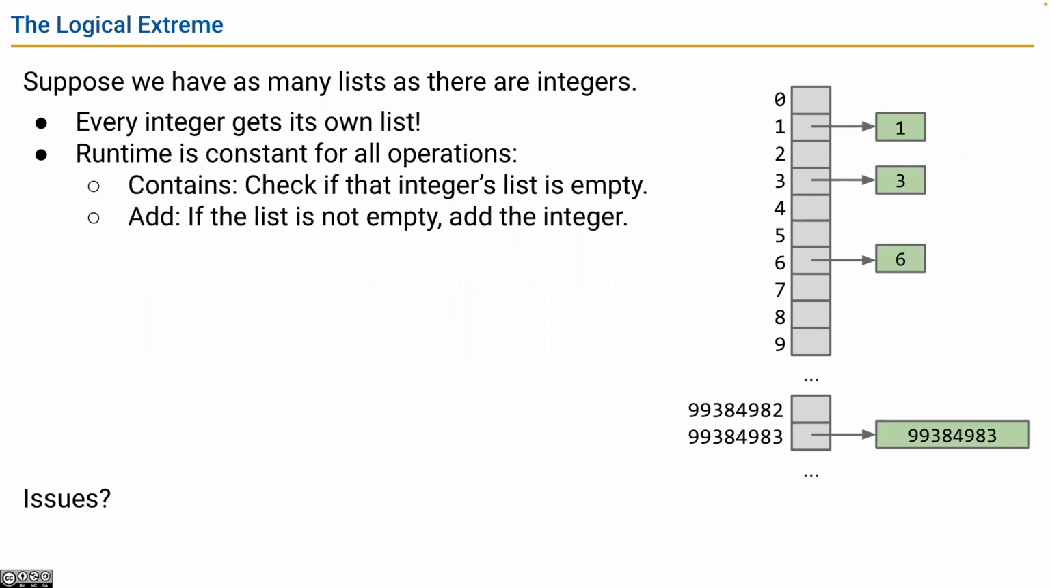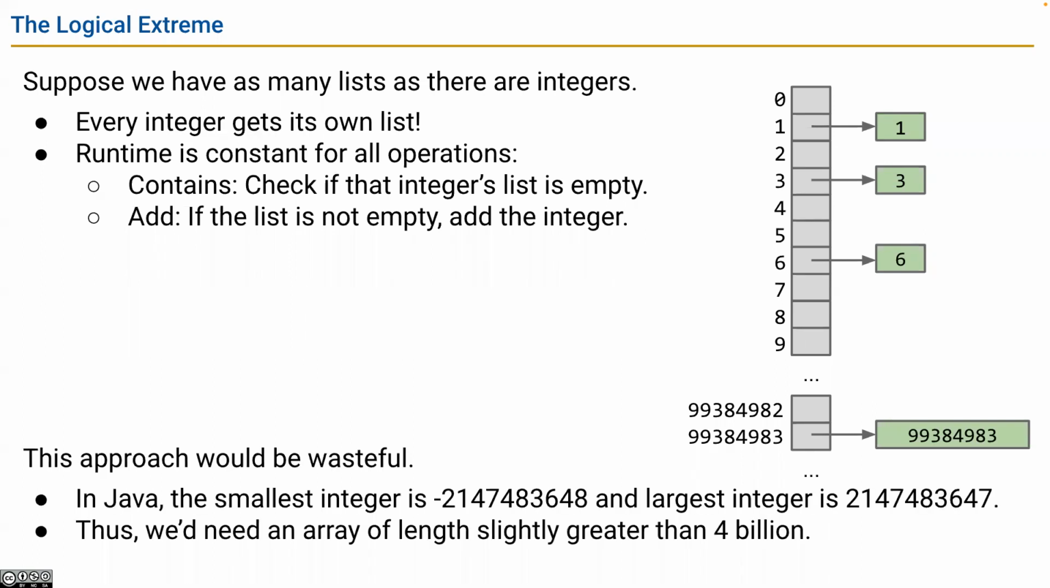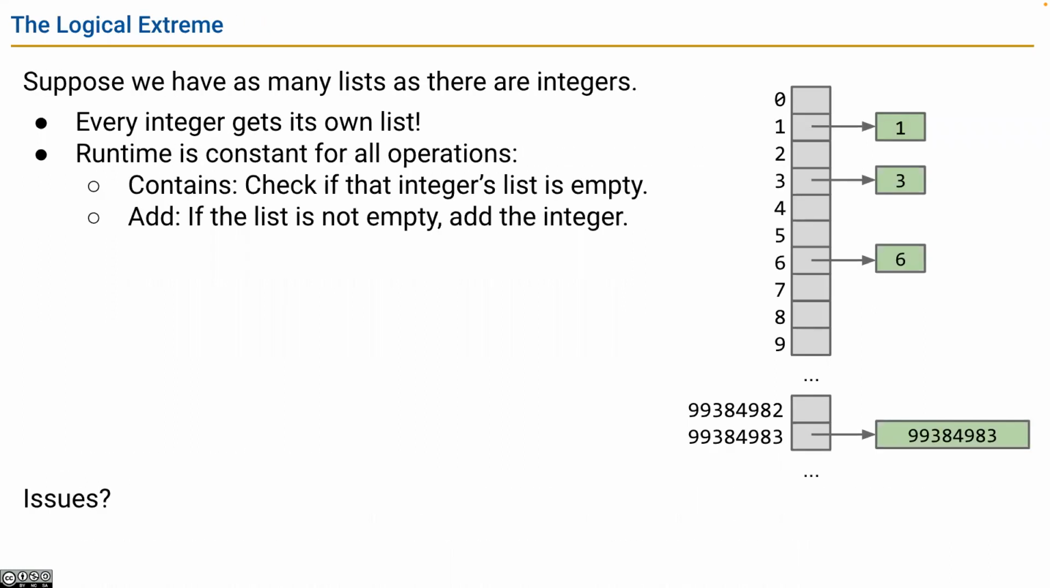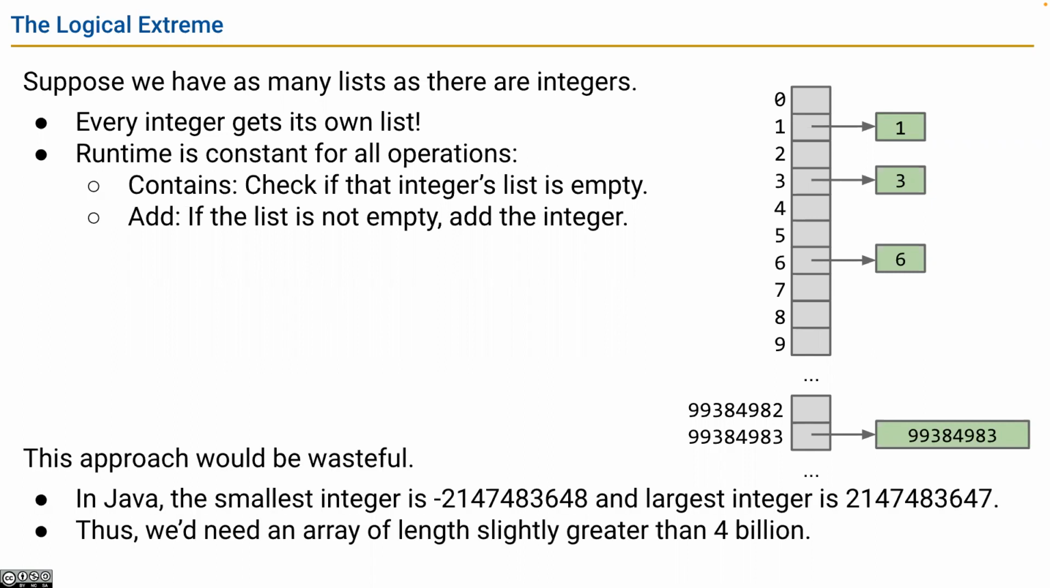Yeah, we're just using an enormous amount of space, and it's incredibly enormous amount of space, right? This approach would be wasteful. If you had a language where there's any number allowed, you would actually need infinite memory. Not so great. Now in Java, it turns out, and we'll talk about this again in a little bit, but there is the smallest integer. It's this right here, -2 billion, 147 million, etc. And the largest number is 2.1 billion. And so we need an array of length slightly greater than 4 billion in order to implement such a data structure. Not so ideal.